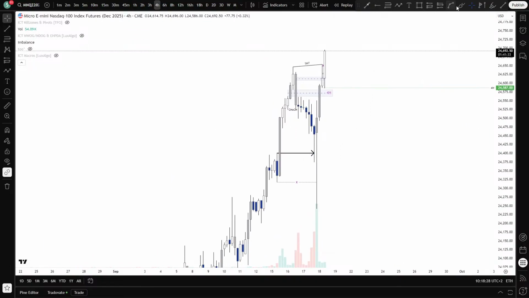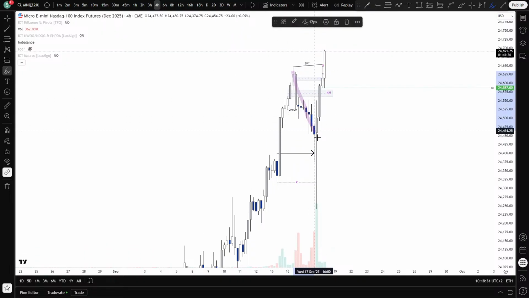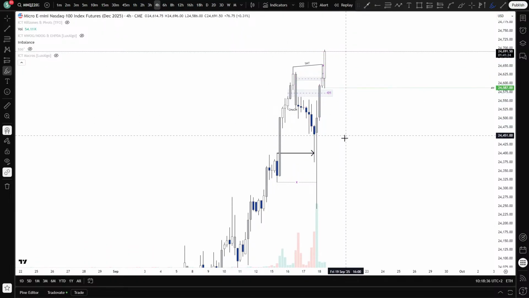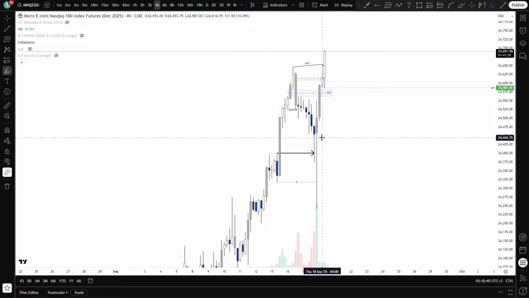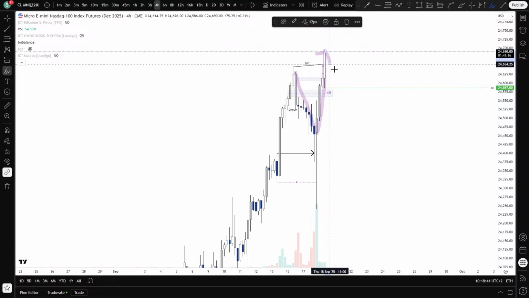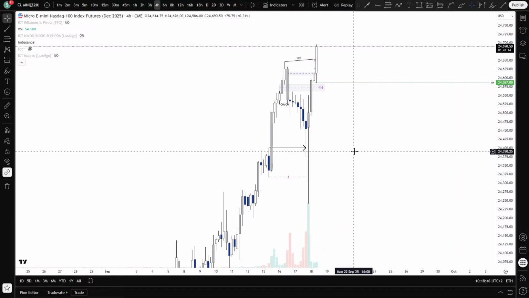Yesterday, this 4 hour PD array was my first POI zone to look for continuation longs to the upside. As you can see, we never closed below this 4 hour fair value gap, closed nicely in it and pushed us towards new all-time highs already.